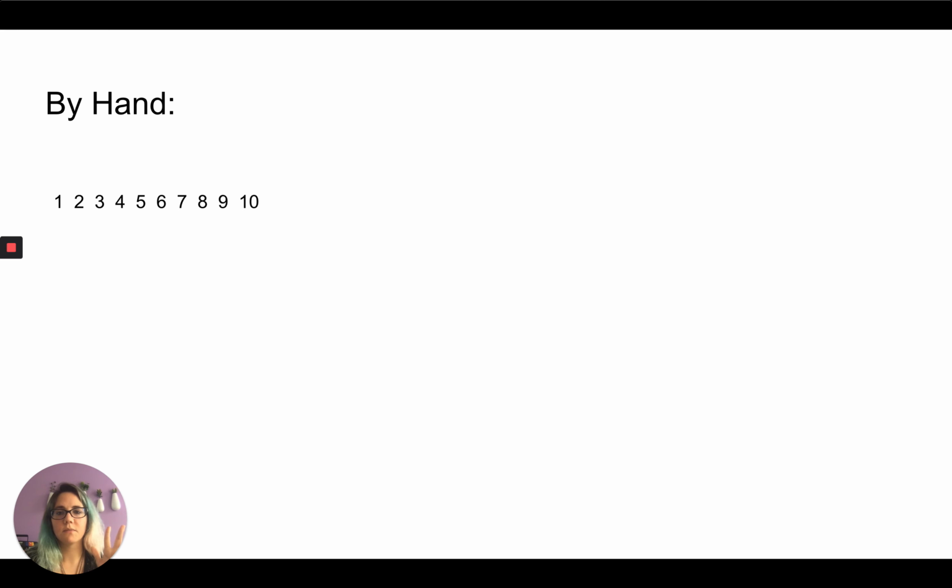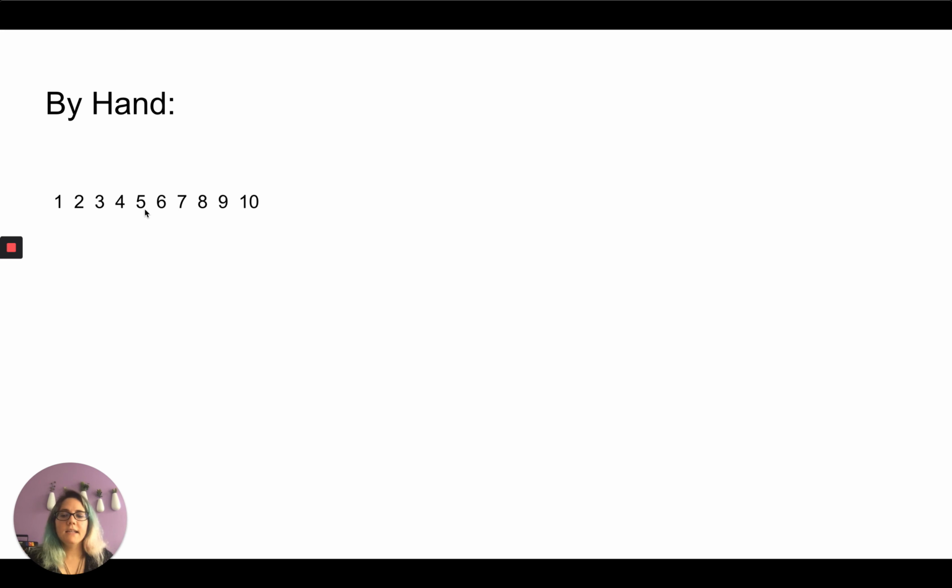5 isn't divisible by anything but 1 and itself. So we can mark that as prime. Now 6 is divisible by both 2 and 3. So it's not a prime number. 7 is a prime number. It's not divisible by anything, by 2, by 3, by 5.